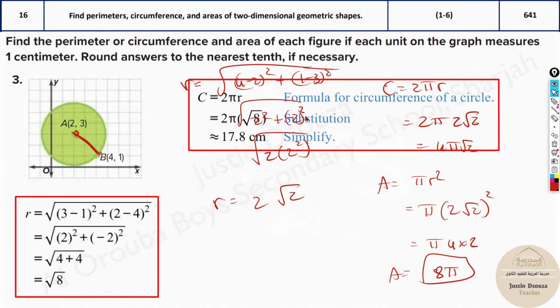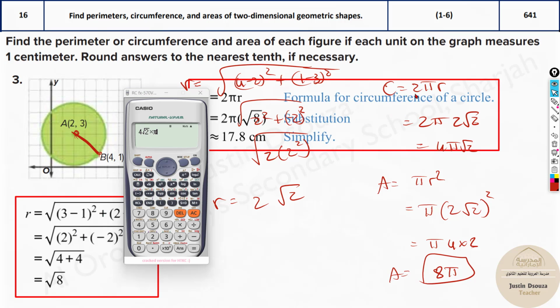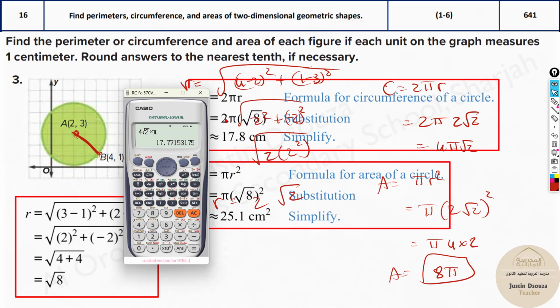It's fine. Oh, I forgot it's nearest 10th. So we need to use our calculators. Let's take our calculators. Here you can see the circumference. For a circle, we don't call it perimeter, it's circumference, which is 4 pi root 2 or 4 root 2 pi. That is equal to 17.77, which will correspond to 17.8 centimeter. It's nearest 10th. That's the circumference.